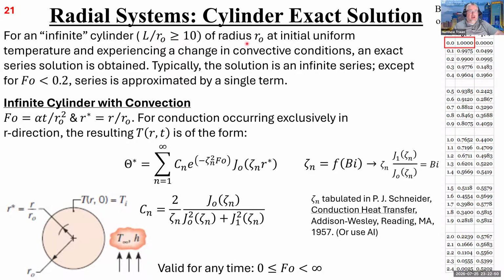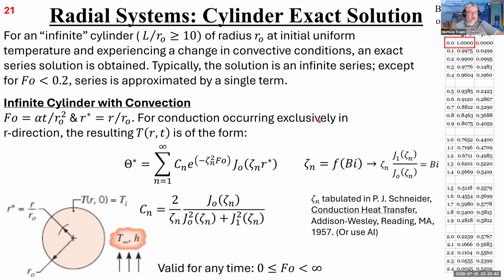So for an infinite cylinder of radius R naught at initial uniform temperature and experiencing a change in convective conditions, the exact solution can be obtained. Typically, the solution is an infinite series, except for a Fourier number greater than 0.2, in which case an approximate solution can be done by a single term, right? So this is the exact same statement from the previous example for a slab. The only thing that changes is we have r instead of x, or I should say r star instead of x star, because r star is just r over R naught. R naught, by the way, for the cylinder is the outside radius of the cylinder.